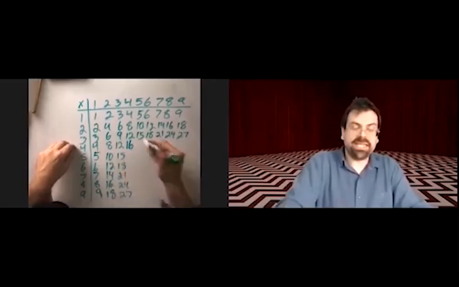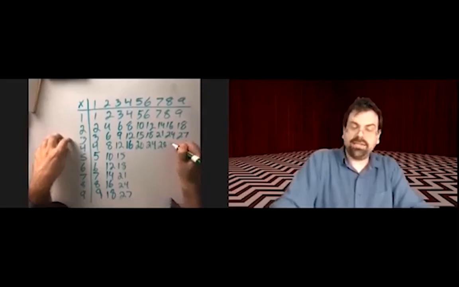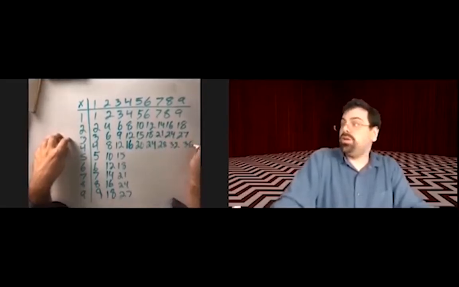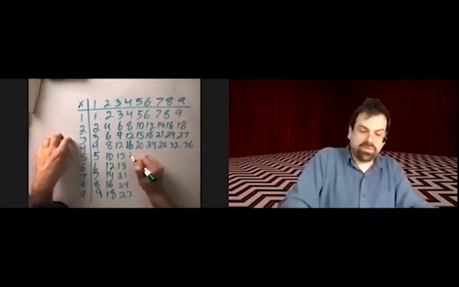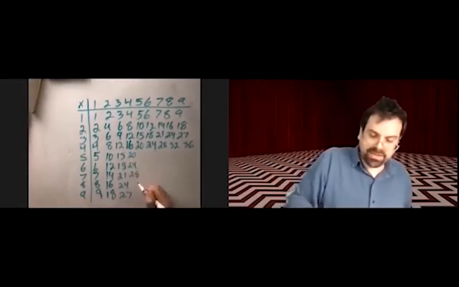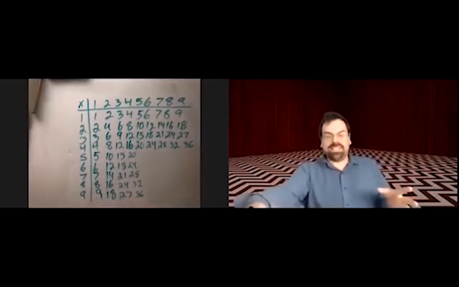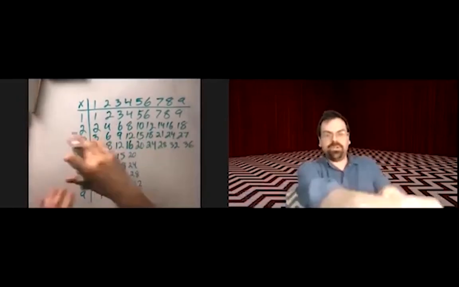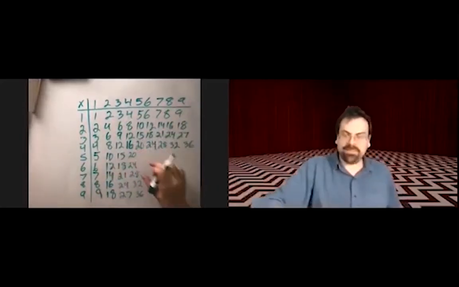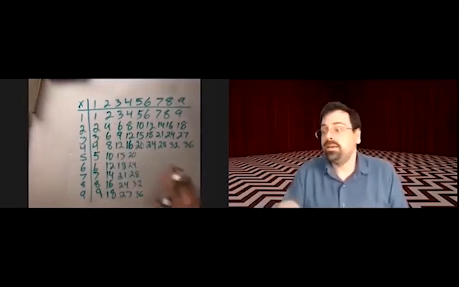4 times 4 is 16 because we're skip counting by fours. 4, 8, 12, 16, 20, 24, 28, 32, 36. And notice, since we're doing a column and a row every time, the space that's left gets smaller and smaller. So this actually gets easier to make as you go on.